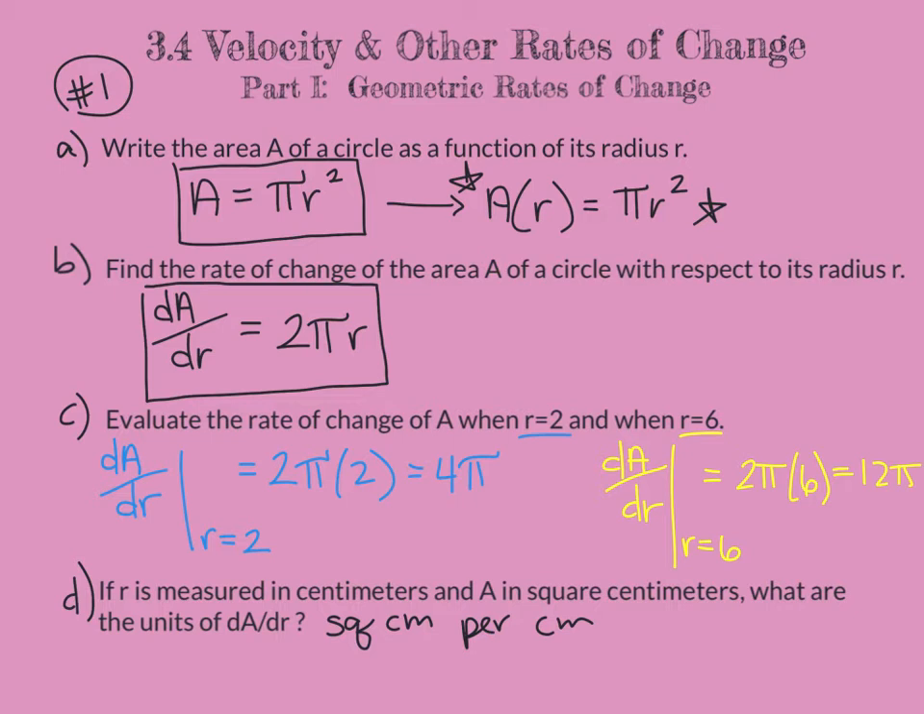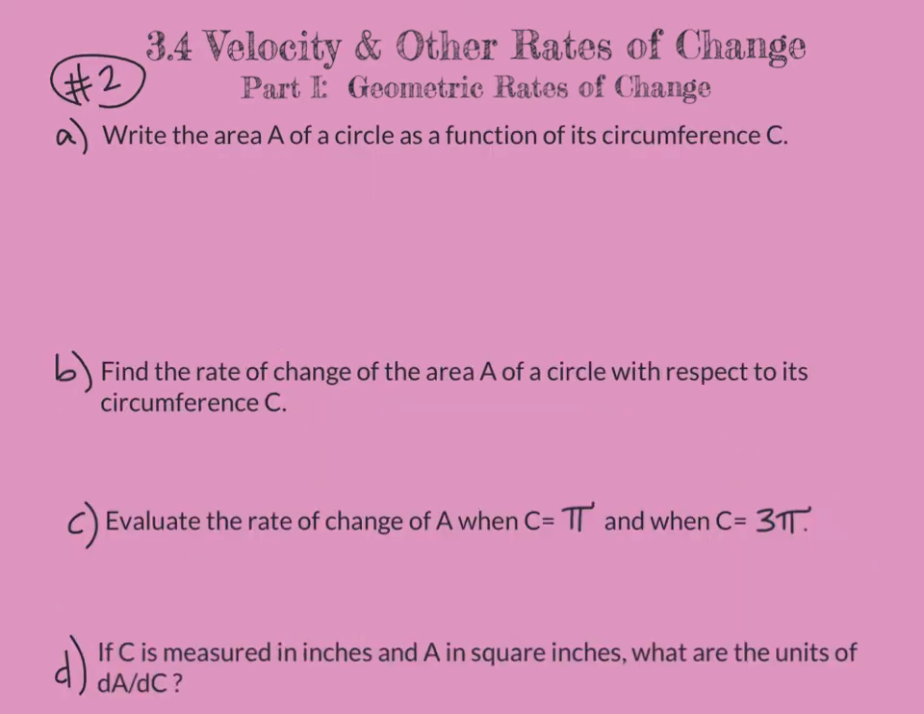So we can write that in part C. So instead of just 4 pi, it's 4 pi square centimeters per centimeter. That line there also can mean per. And the same thing with 12 pi, I'm running out of room, but it's 12 pi, I'll write it here, square centimeters per centimeter. Could you have also written centimeter squared? Yes, that is also fine.